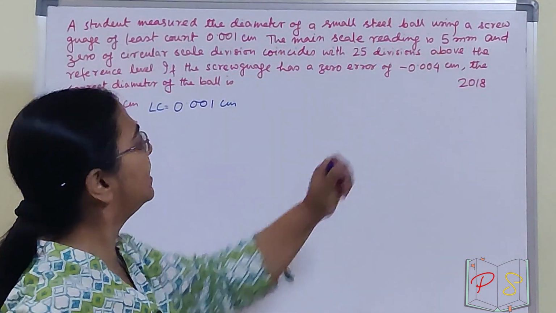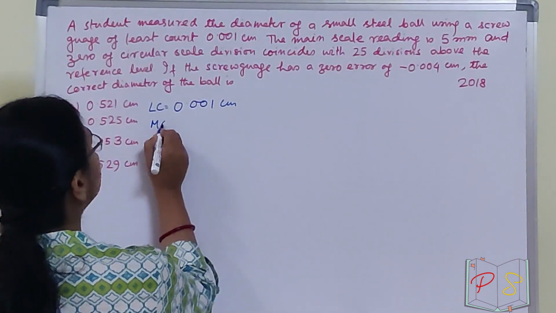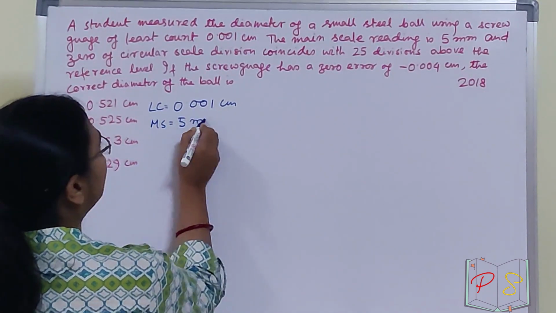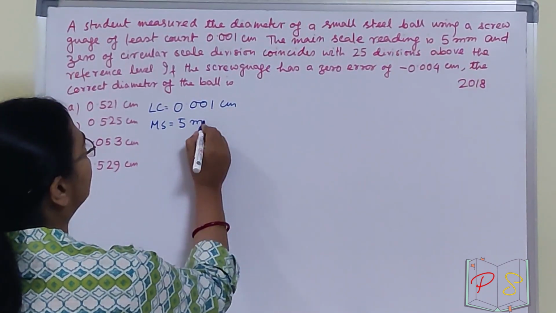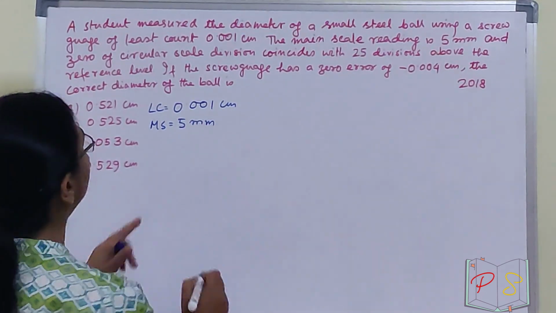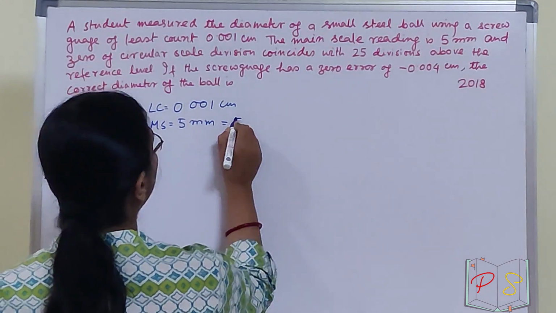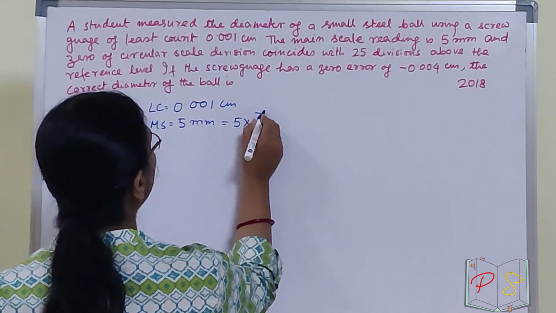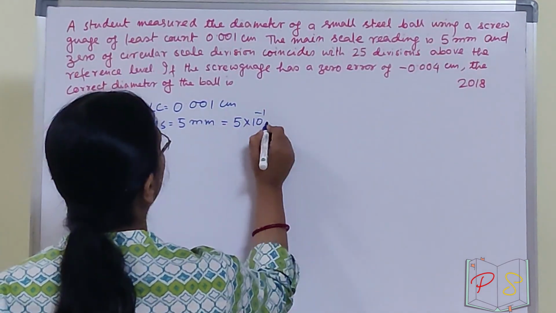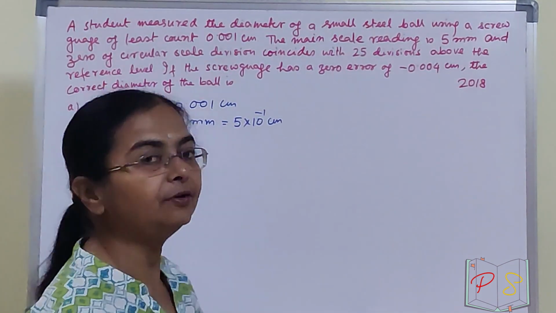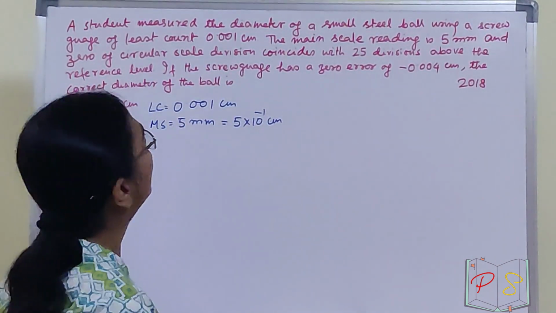The main scale reading is 5 millimeter. Should I make it in centimeter right now? These are also in centimeter. So 5 millimeter means 5 into 10 to the power minus 1 centimeter. Clear?